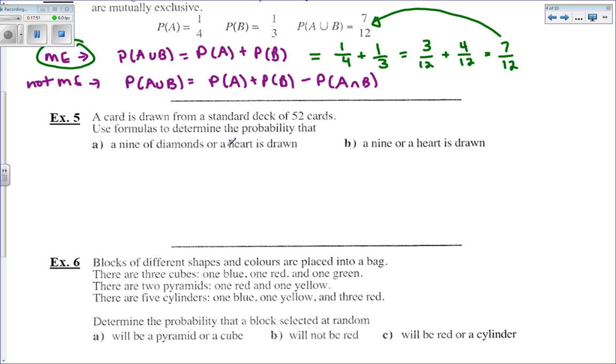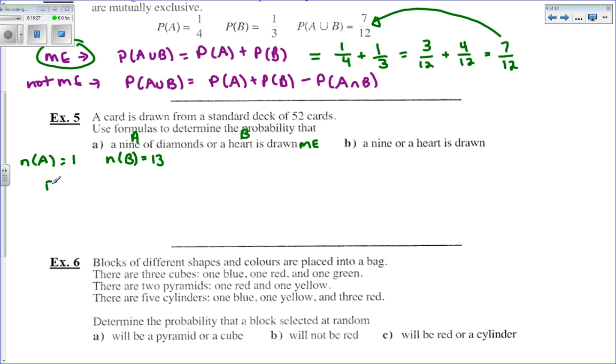A card is drawn from a standard deck of 52 cards. We want to use formulas to determine the probability that we have a 9 of diamonds or a heart. So if this is event A, a 9 of diamonds, and event B is a heart, then we know the number of events in A, 9 of diamonds, there's 1 card. The number of events in B, a heart, there's 13. And 9 of diamonds is not a heart. So these are mutually exclusive.